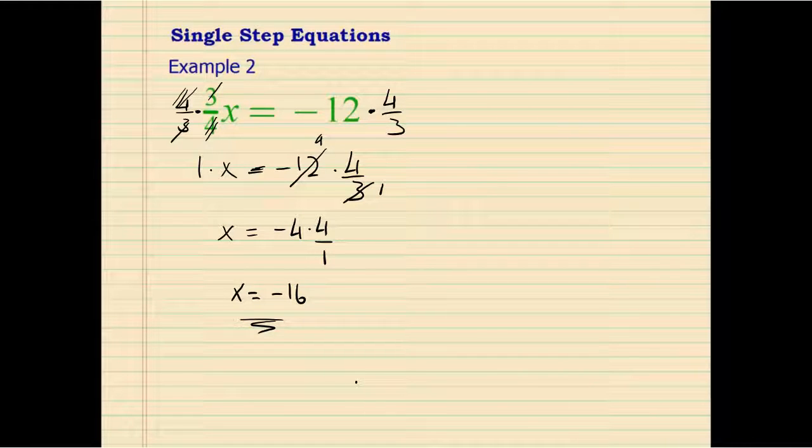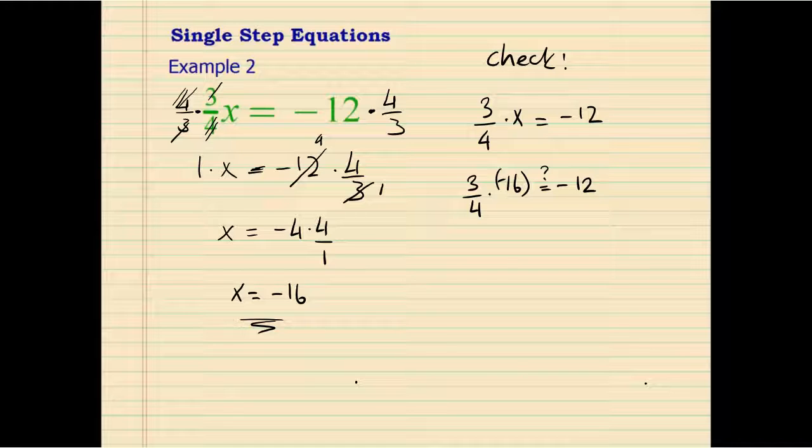Is this answer correct? Let's check. Here's my check step. In order to do the check step, I will substitute the answer in the original equation. The original equation was 3 over 4 times x is equal to negative 12. So I need to go ahead and substitute negative 16 in here. 3 over 4 times negative 16, is it equal, that's what we're checking, to negative 12?